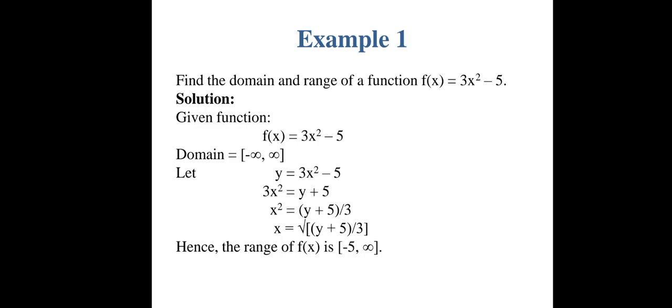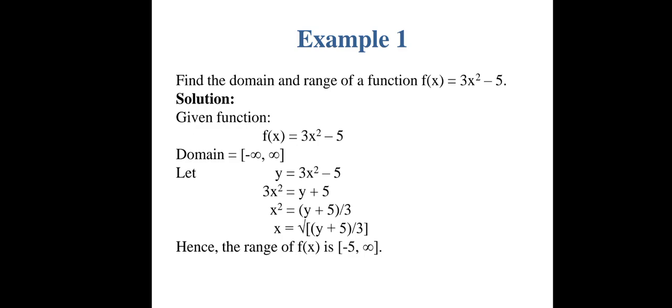But what about the range value? Range value means output value. So overall f of x equals 3x square minus 5, and we can take it as y equals 3x square minus 5. After simplification, concentrate on the x value. We have to solve this equation for x. So 3x square equals y plus 5. Then x square equals y plus 5 by 3. Remove the square by taking the square root on the other side. So we get x as square root of y plus 5 divided by 3.